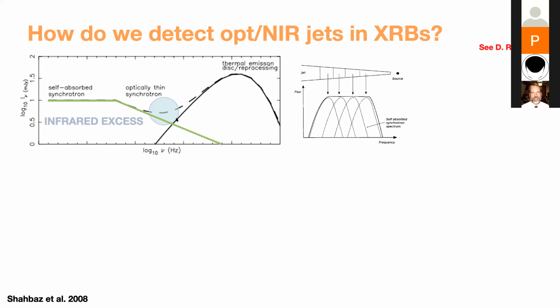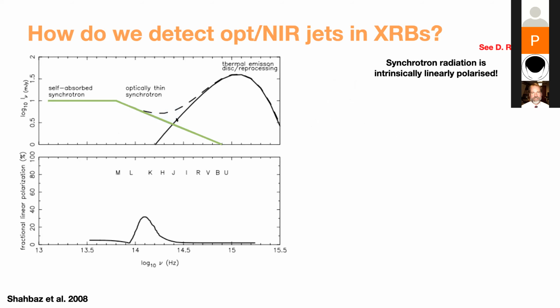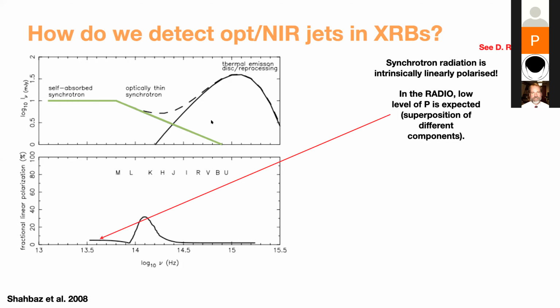So moreover, if the system is bright enough, we can also look for linear polarization of the emitted radiation. In fact, synchrotron radiation is known to be intrinsically polarized. And in particular, for X-ray binaries, we do expect to observe a low level of polarization in the radio of a few percent due to cancellation effects that arise in the optically thick jet.